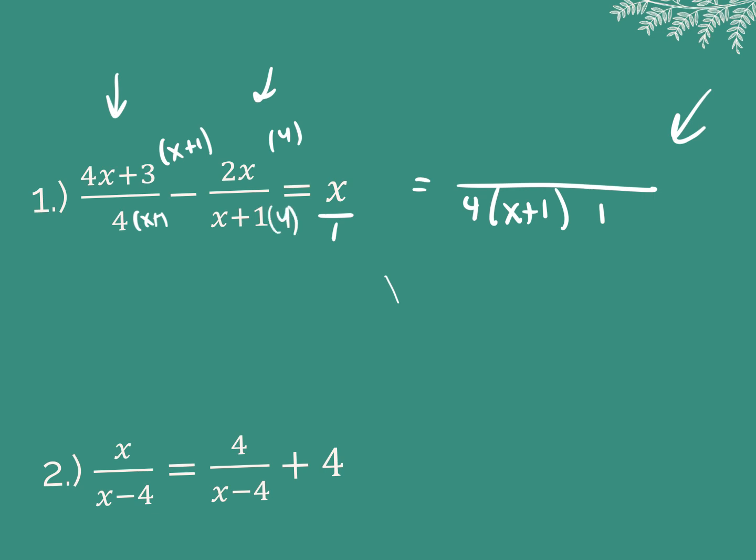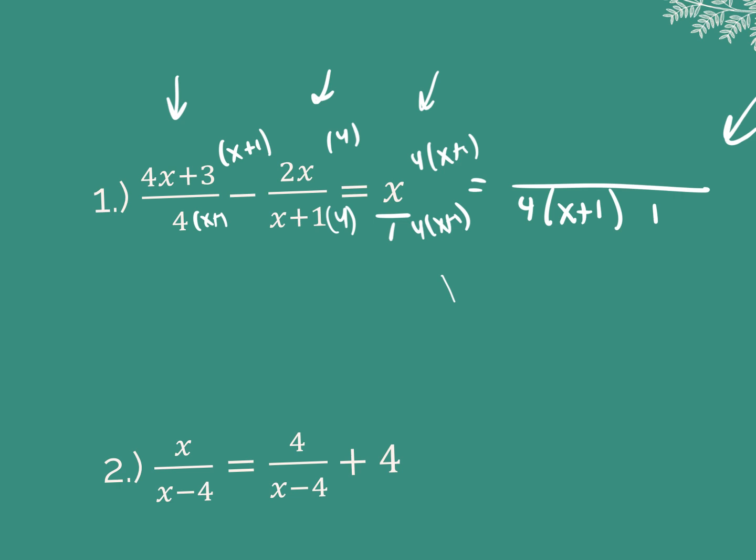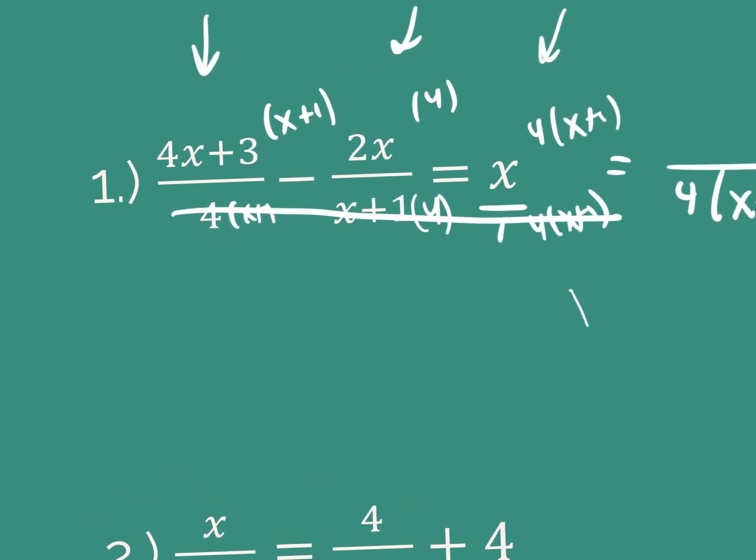Multiply bottom by 4. And then my third fraction on the other side of the equal sign has the x. What is it missing? The 4 and the x plus 1, right? So 4 and x plus 1. Do you guys now see that every denominator is the same? Once you have it all the same, you can just cross it off. The denominator drops off.